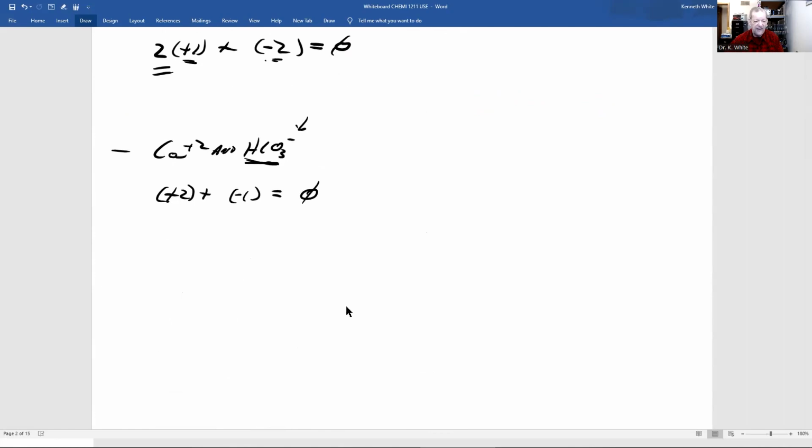Oh, it doesn't. Well, this is a +2, and I can't change that number, but I can change how many. Now it adds up to 0. So this tells me I have 1 calcium and 2 bicarbonate.